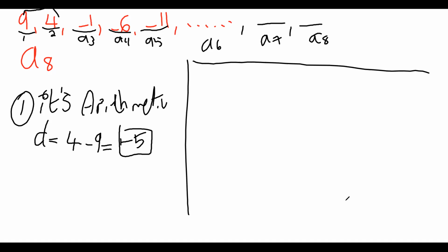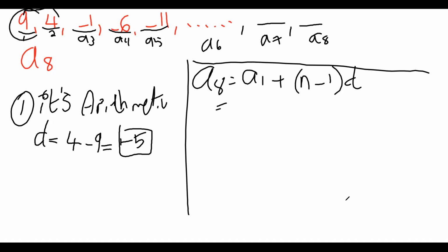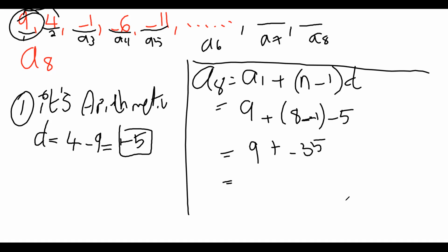Then a sub 8 is a sub 1 plus n minus 1 times d. A sub 1 we have, it is 9, plus 8 minus 1 times d. And d I found, it's -5. Then 7 times -5 is -35, plus 9. You will see now it is 9 minus 35, which is -26. So a sub 8 is -26. Now, let's do number 4.